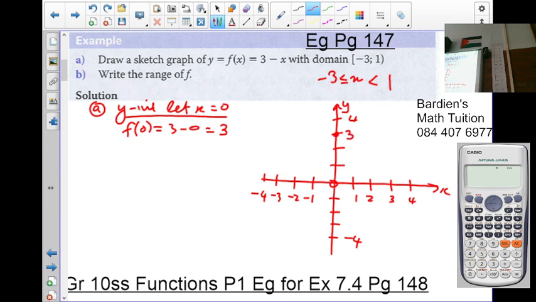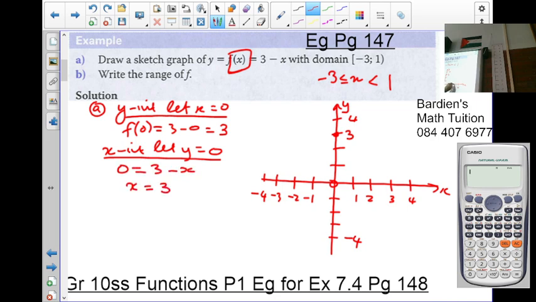So now we go to the x-intercept. What do you do for x-intercept? With y equal to 0. Now we know that this f of x is the y. So 0 is equal to 3 minus x, so x is equal to 3, which is that point there. So what I do is I draw this graph. If there was no restriction on the graph, then that would have been my graph. You all understand?